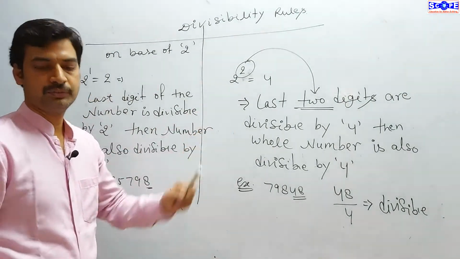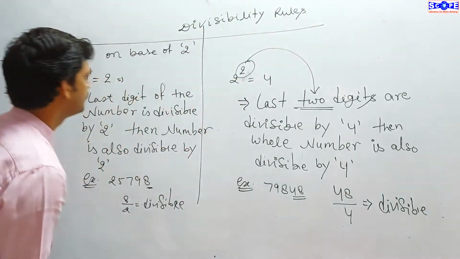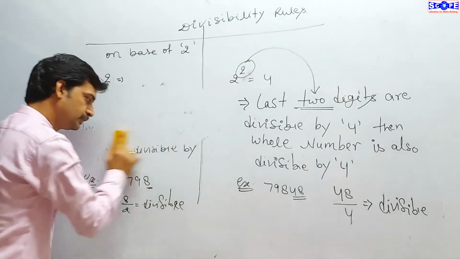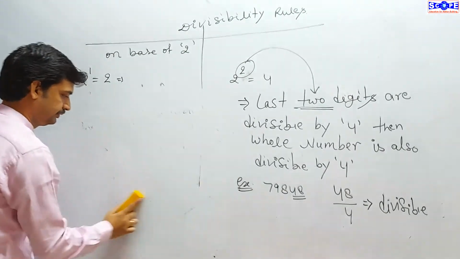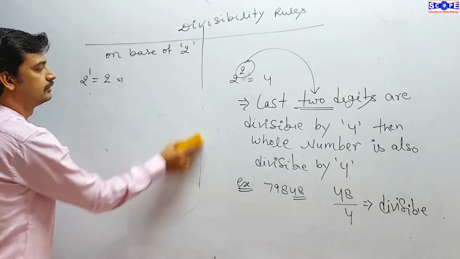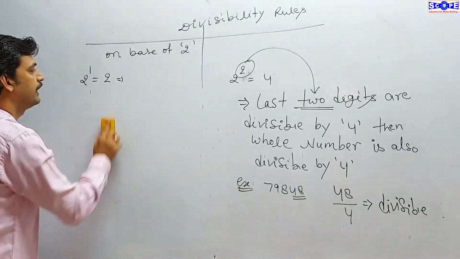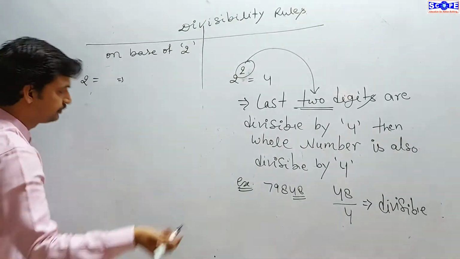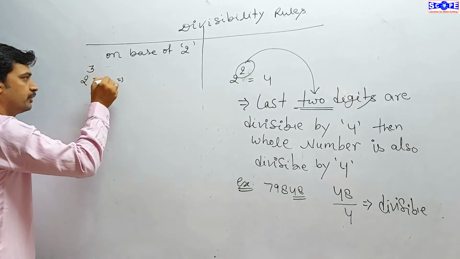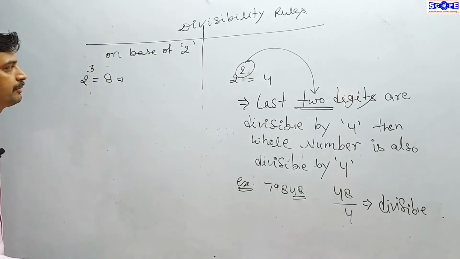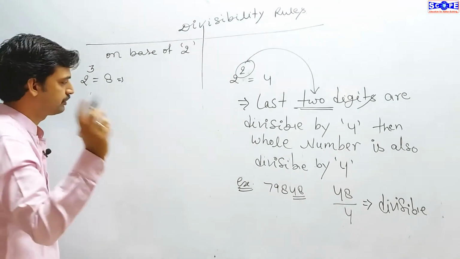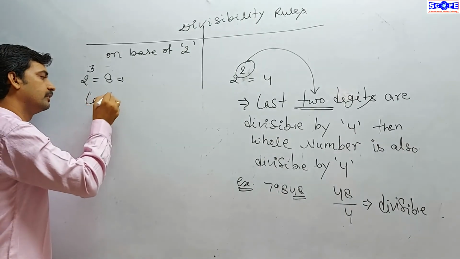So we have rules for 2 raised to 1, 2 raised to 2, which is 4. The next part is the rule of 8. 8 means 2 raised to 3. So how many powers do we have this time? 3 powers. That means how many digits will we take? 3 digits. So I'll write it down.